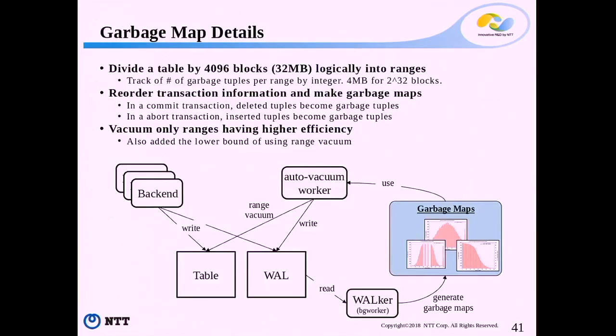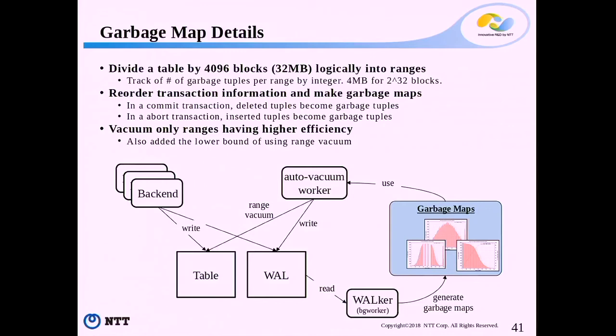So, an overview of the garbage map. The details are like this. The backend process writes to the tables, writing WAL in the ordinary way. A new background worker continuously reads the WAL and generates the garbage map per table. When we execute vacuum or autovacuum, they ask the new background worker to dump the garbage map to a file, and they read and use it.